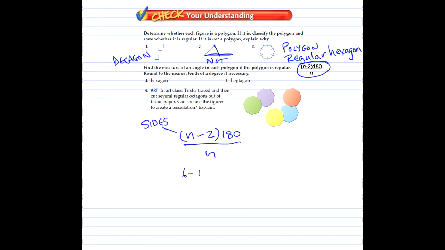So if it's a regular hexagon, that would be 6 minus 2, times 180, divided by 6. So 4 times 180 is 720, divided by 6. So each of the angles in a regular hexagon is a 120-degree angle.